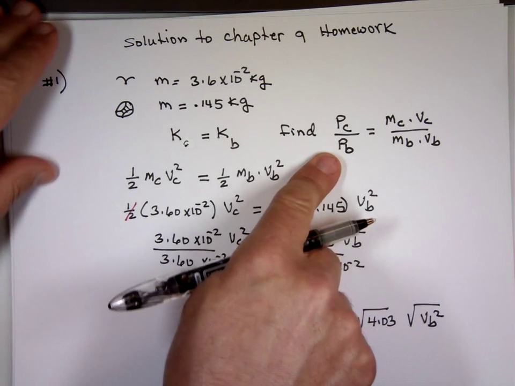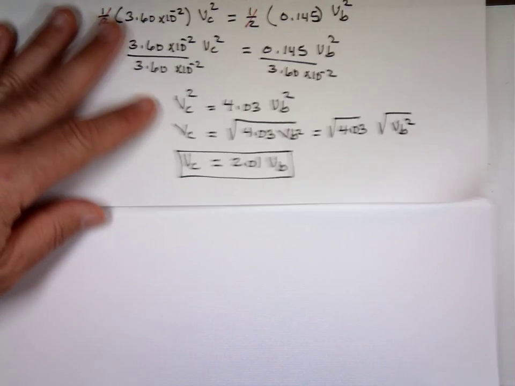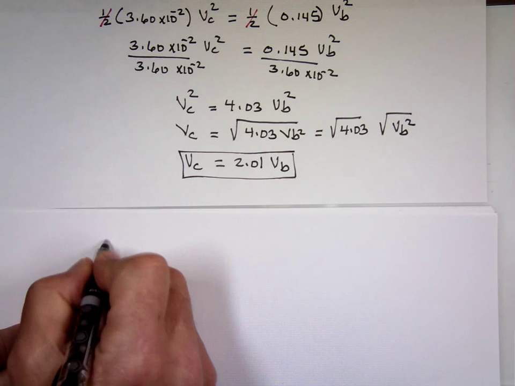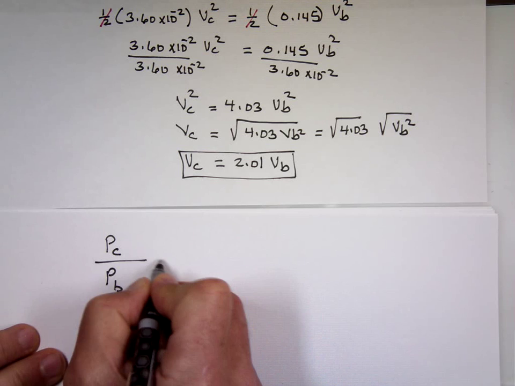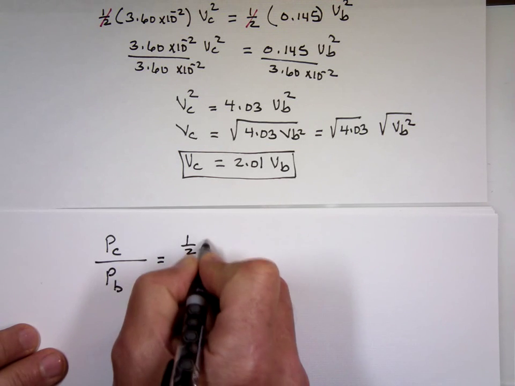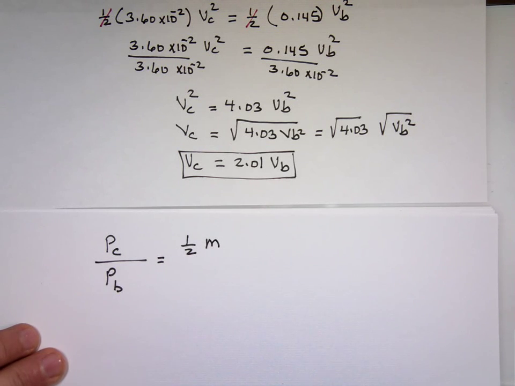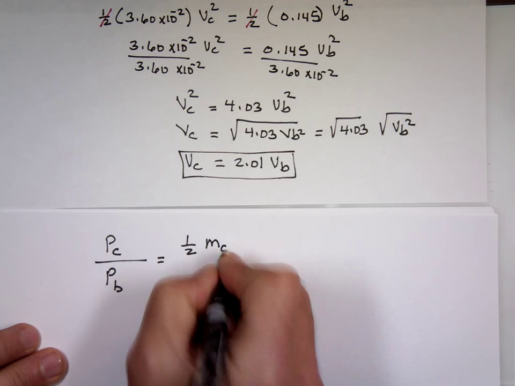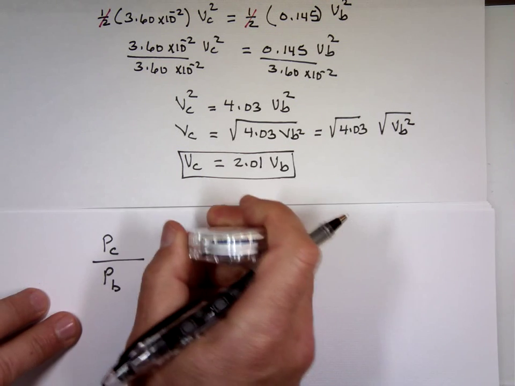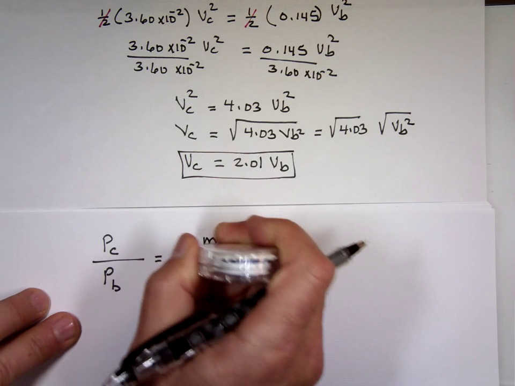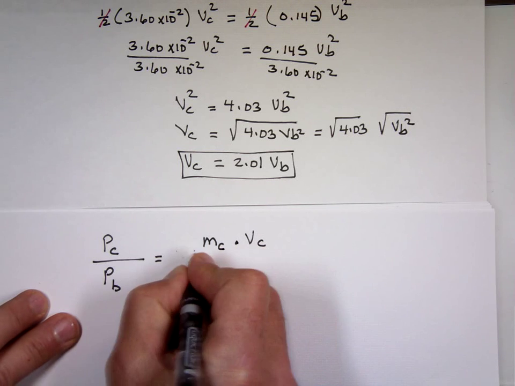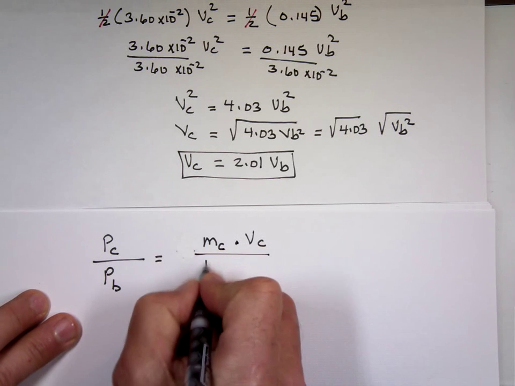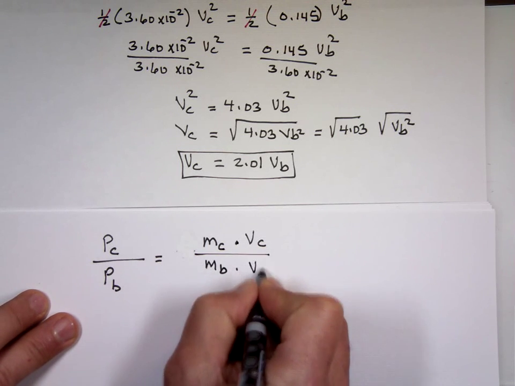Now let's find the ratio here. The question, what's the ratio of the linear momentum of the bird to the linear momentum of the baseball? Oh, there's no 1/2. Linear momentum is mass times velocity. It's the mass of the bird times the velocity of the bird over the mass of the ball times the velocity of the ball.